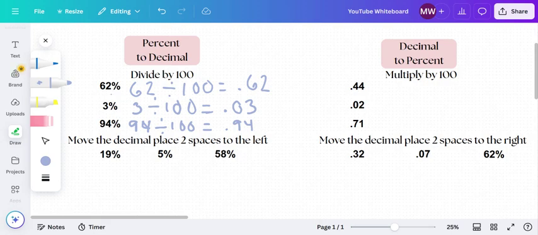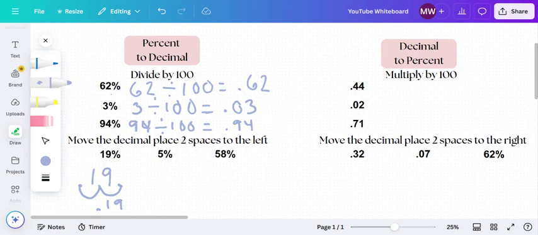Another option when you're converting percents to decimals is to take the number in front of the percent sign and move the decimal point 2 spaces to the left. So what do I mean by that? I've got 19%. So I will write 19. If I don't see a decimal point in my number, that means it's at the very end. So I can write one there if I want to. And then I want to move it 2 spaces to the left. So 1, 2, and my new decimal point goes there. So my answer would be 0.19 or 19 hundredths.